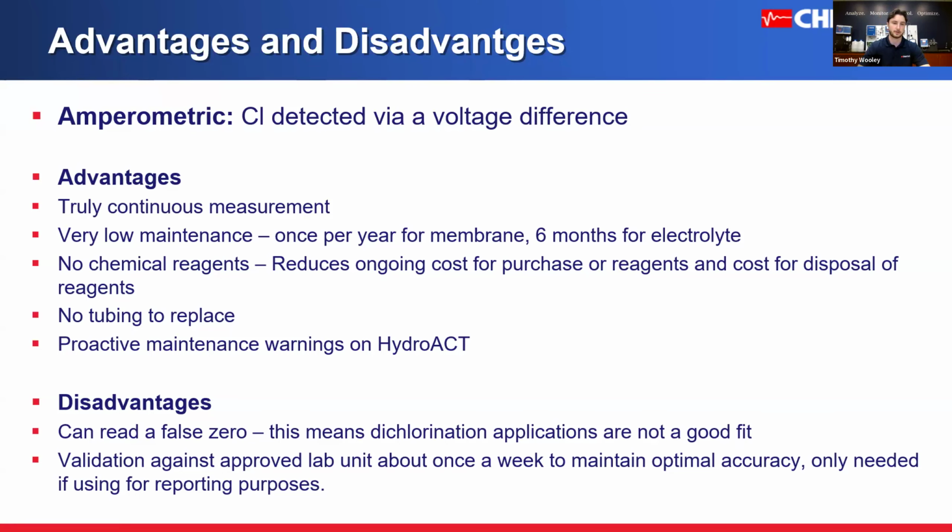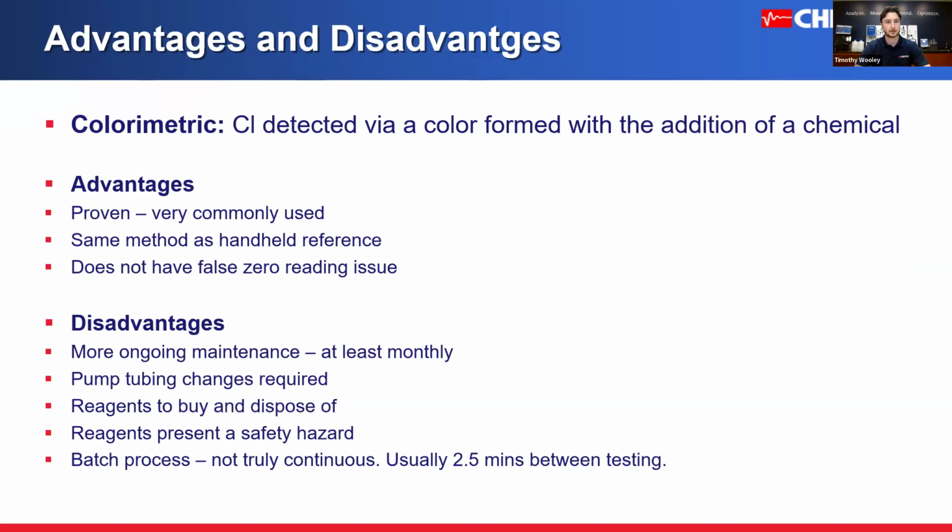Also, it's important to note that the DPD units also will need to be calibrated at the same frequency if you're using them for reporting purposes. So those both have that same disadvantage there. So colorimetric, moving on to our DPD colorimetric probes.